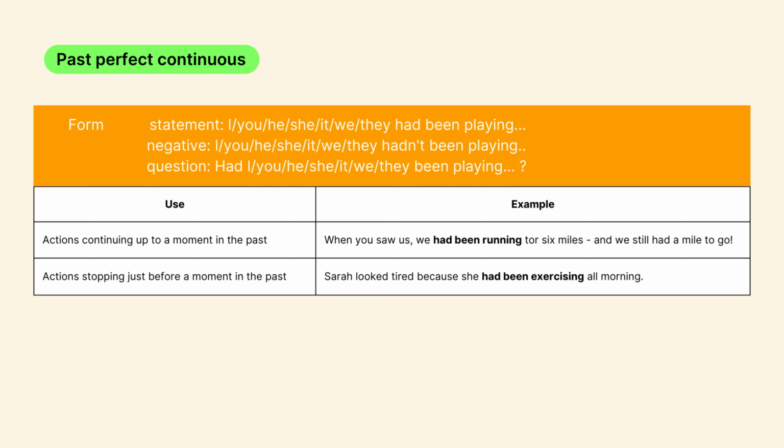Use. Actions continuing up to a moment in the past. Example: When you saw us, we had been running for 6 miles and we still had a mile to go. Actions stopping just before a moment in the past. Example: Sarah looked tired because she had been exercising all morning.